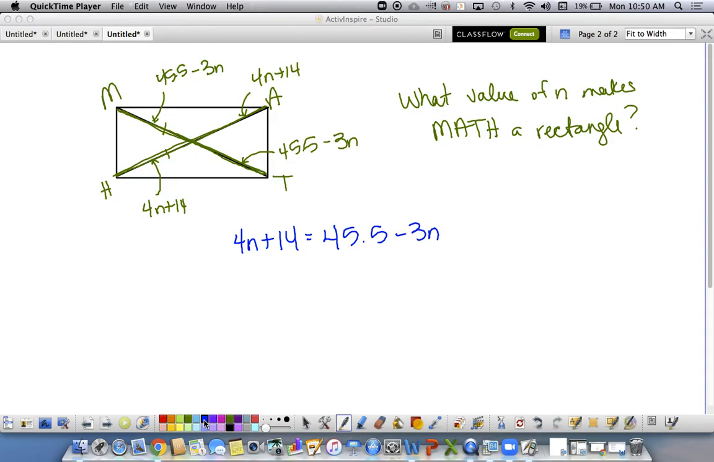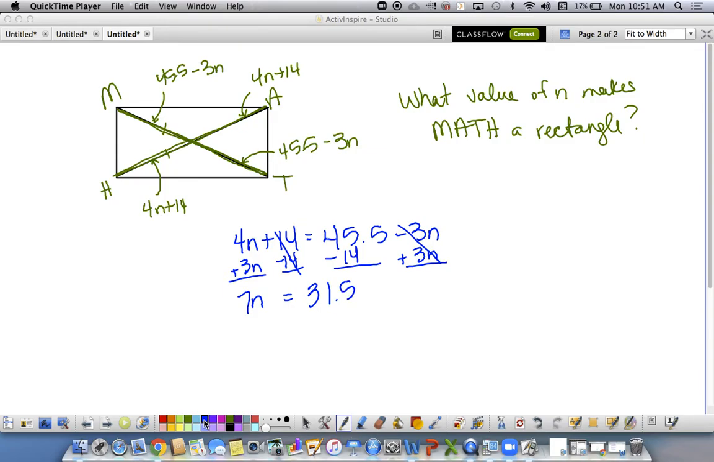If I solve for n, because it says what value of n, so it means I need to solve for n. So I'm going to add 3n to both sides. I get a 7n over here. I'm going to go ahead and subtract 14. That's okay. We're going to move a little bit quicker. These are going to cancel. 7n equals 31.5.